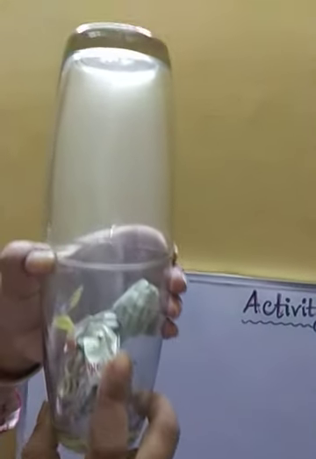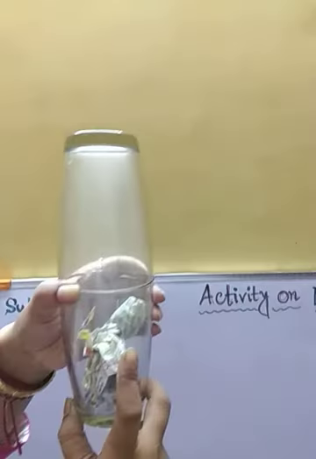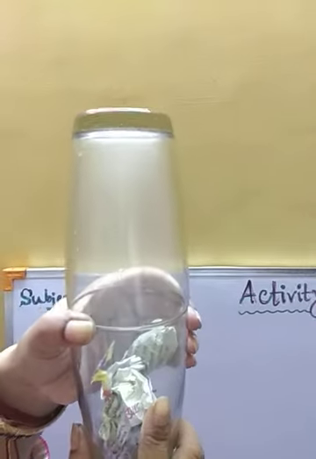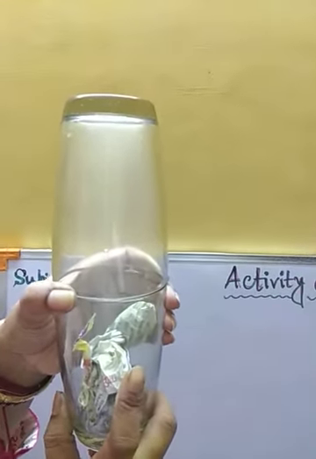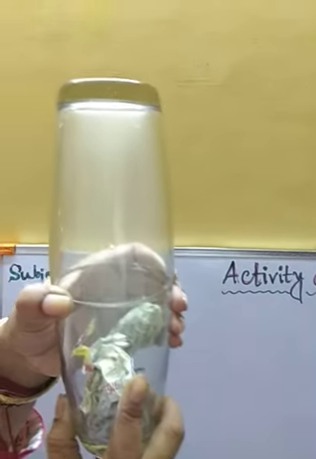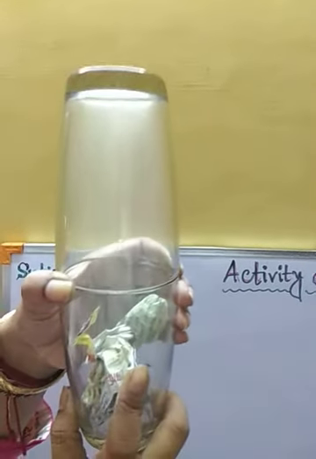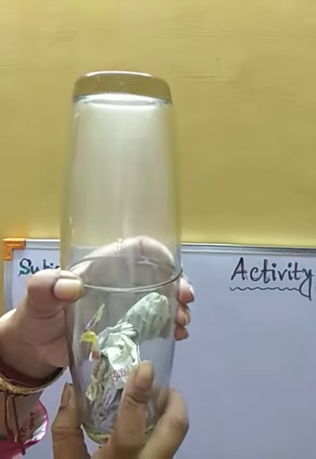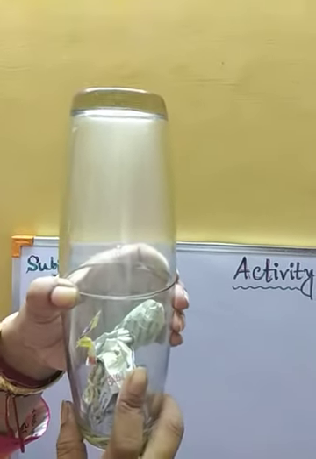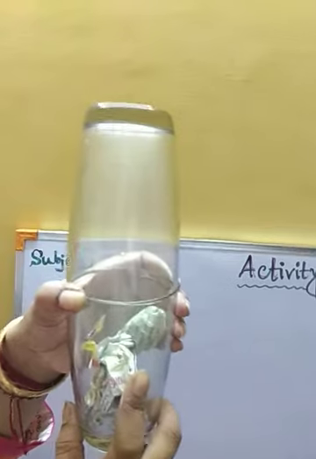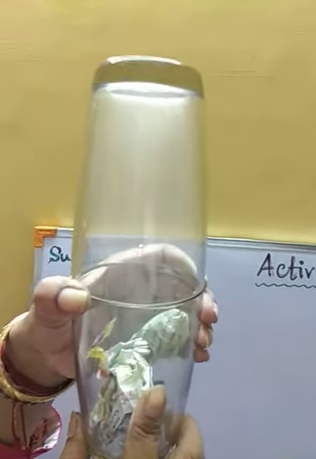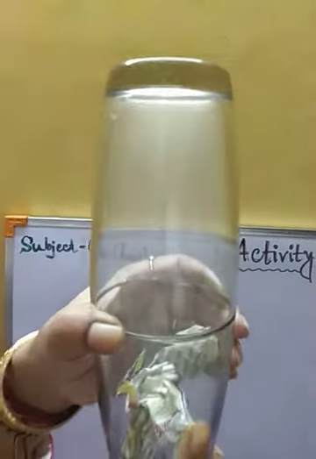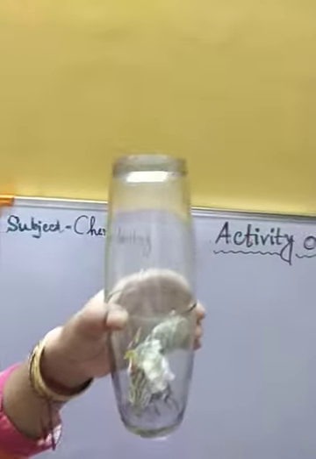So whatever volume we provide, whatever space we give to the gas, it will occupy all the space and scatter here and there in the whole volume of the gas jar or container, wherever we are keeping it. Okay, so that's it.